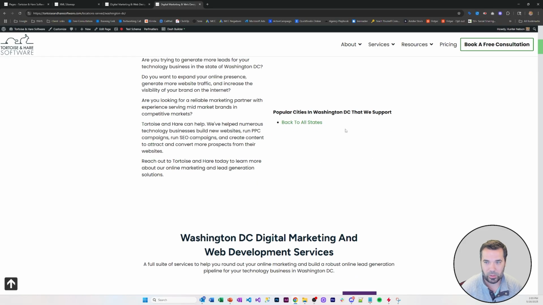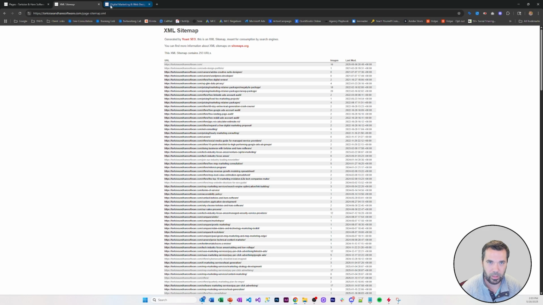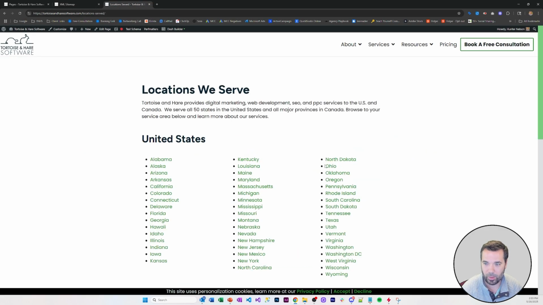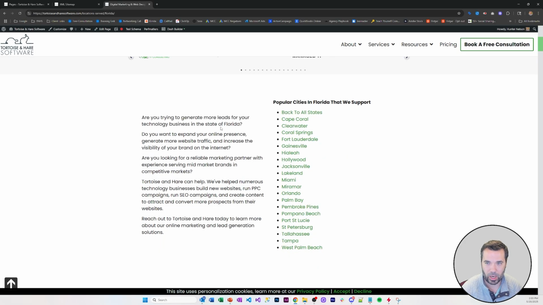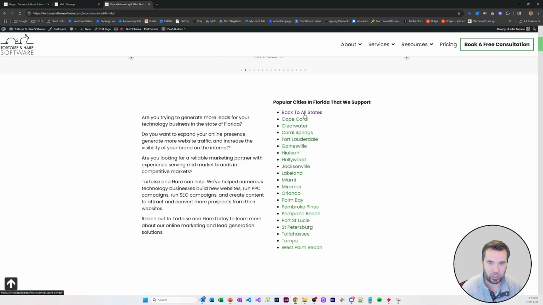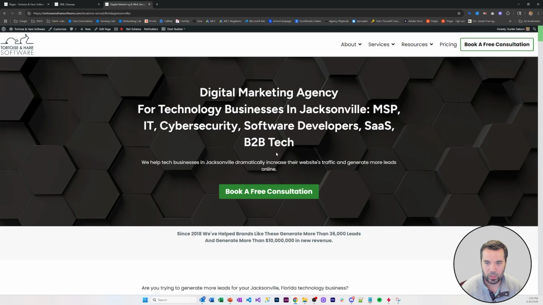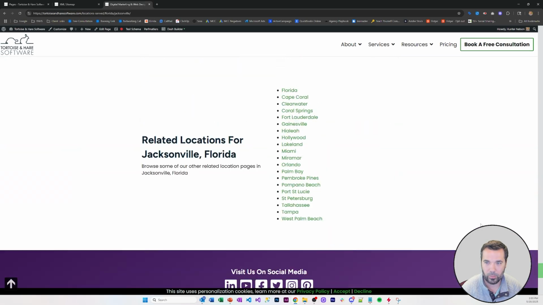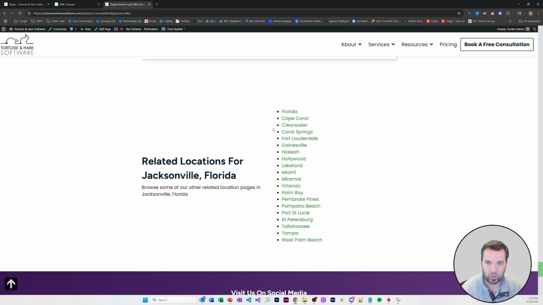Probably the hardest part about this is ironically just getting the linking. The Washington DC page isn't the best one to look at, but if we look at Florida, for instance, I used AI and ChatGPT to dynamically populate an internal linking structure. So these are all the major cities that I've created city pages for. And then if I come back to Jacksonville here, also got some links down here at the bottom for related locations for Jacksonville, Florida.